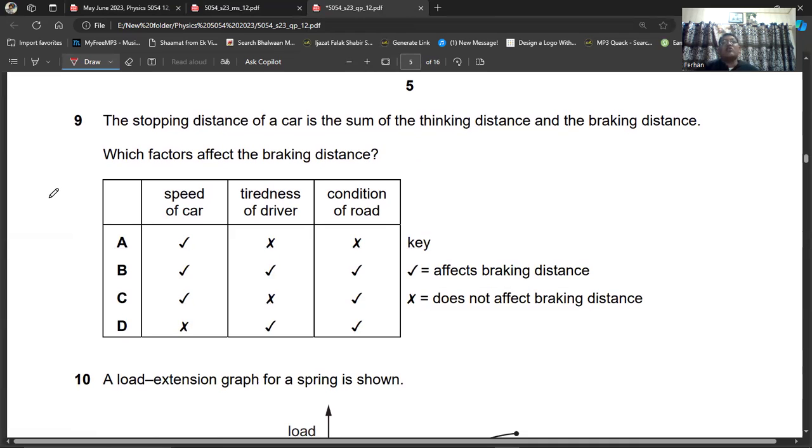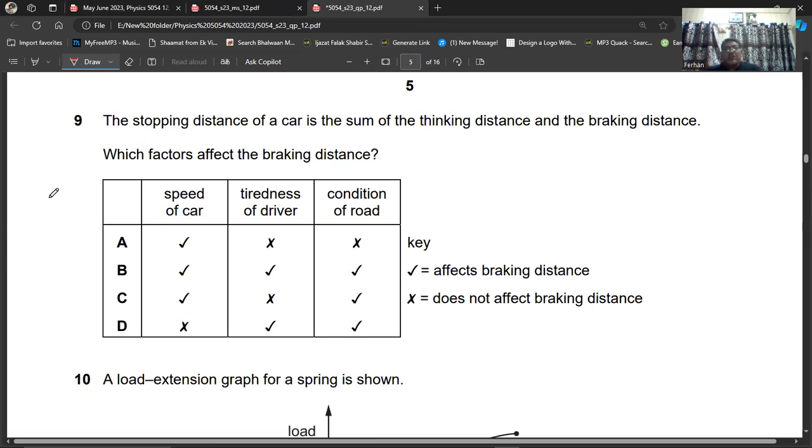Now we have question number 9 on your screen. The stopping distance of a car is the sum of the thinking distance and the braking distance. Which factors affect the braking distance? The braking distance is the distance covered by a car after the brakes are applied. That braking distance depends upon the speed of the car, the type of brakes, and the friction between the tire and the road. It depends upon whether it's a wet day or a dry day, so the condition of the road. Yes.